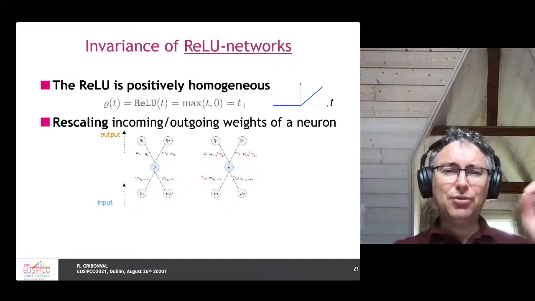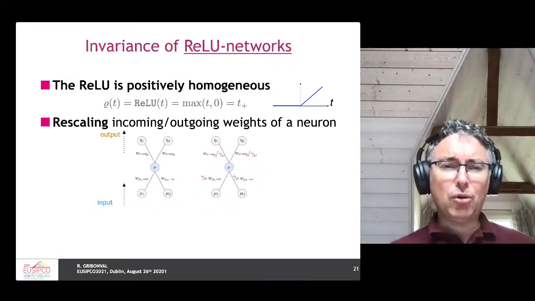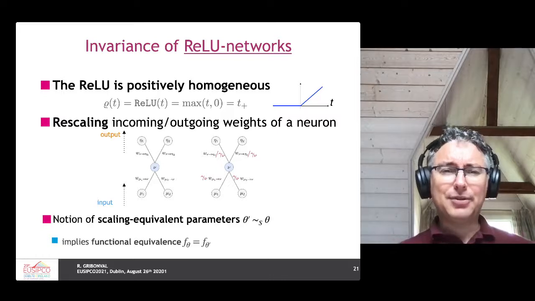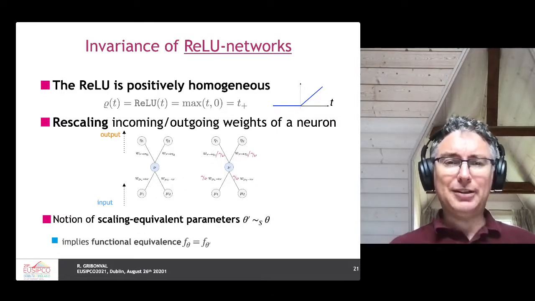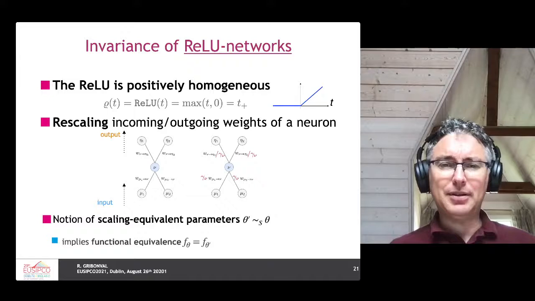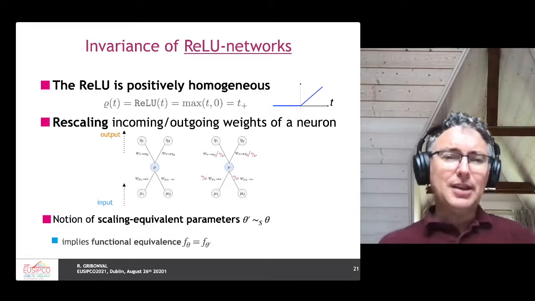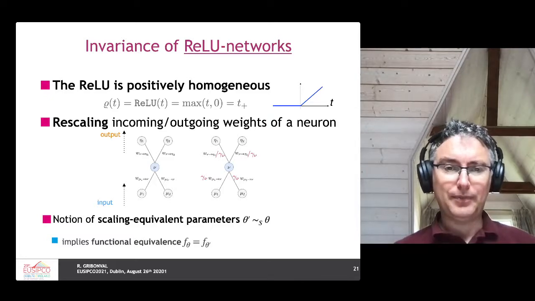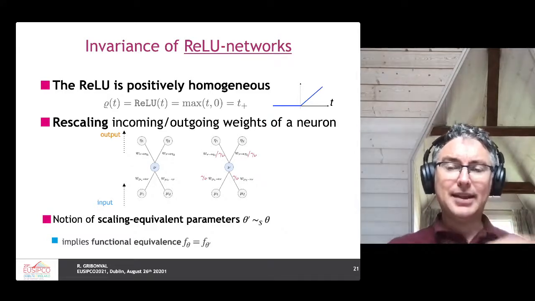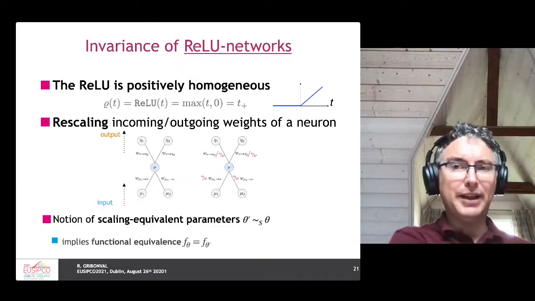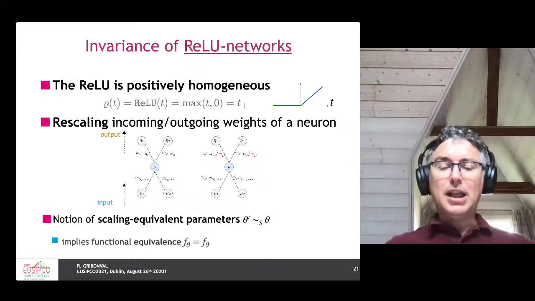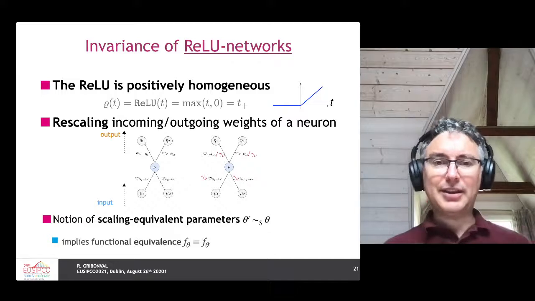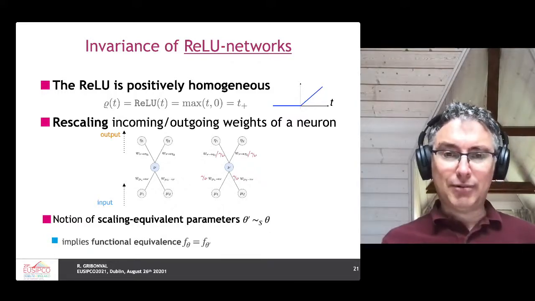Since you can do this at each neuron, there's actually a whole equivalence class of parameters that are so-called scaling equivalent parameters. You will denote them like this. And if you have scaling equivalent parameters, they will be functionally equivalent in the sense that the corresponding networks will have the same realization. So this is really related to this scaling invariance in the parameterization of blind deconvolution here. It extends from the linear case, in a multi-layer case, in a deep case, to ReLU networks.